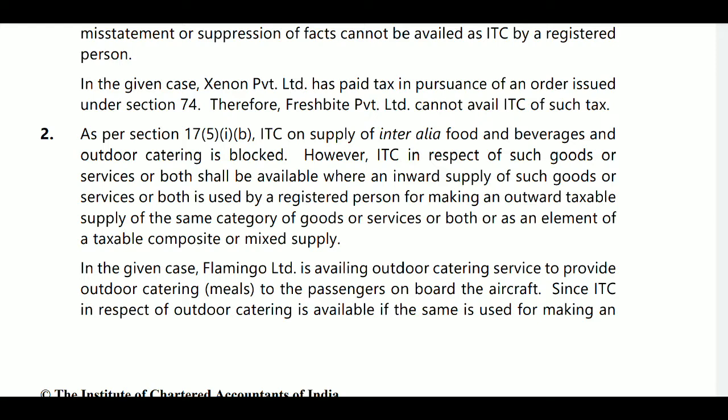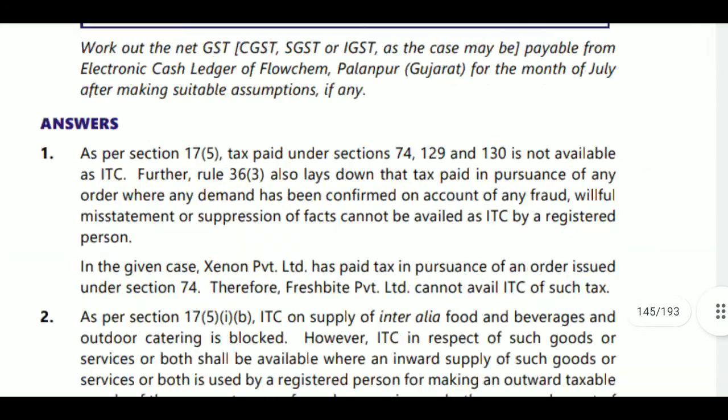So in the given case, Fleming Limited is availing outdoor catering services to provide outdoor catering meals to the passengers on board the aircraft. Since ITC in respect of outdoor catering is available if the same is used for making outward taxable supplies as an element of taxable composite or mixed supply, Fleming Limited can avail ITC on outdoor catering services procured by it. It is allowable for Fleming Limited.